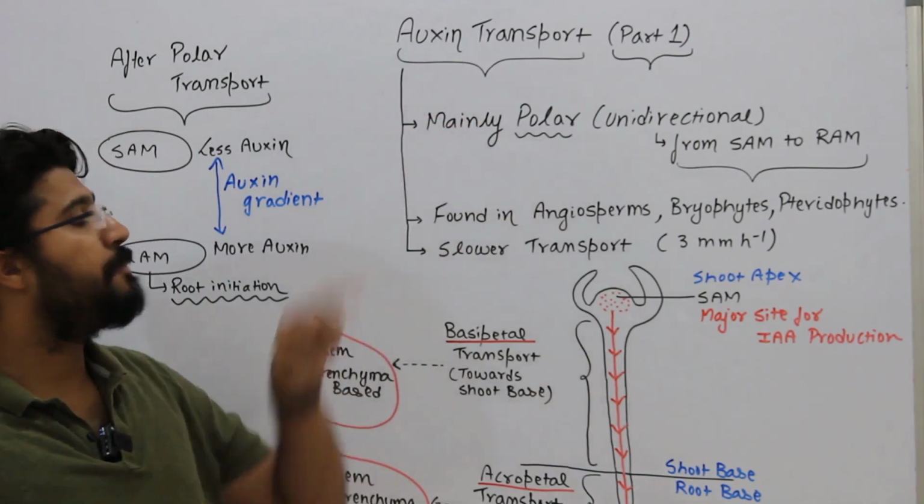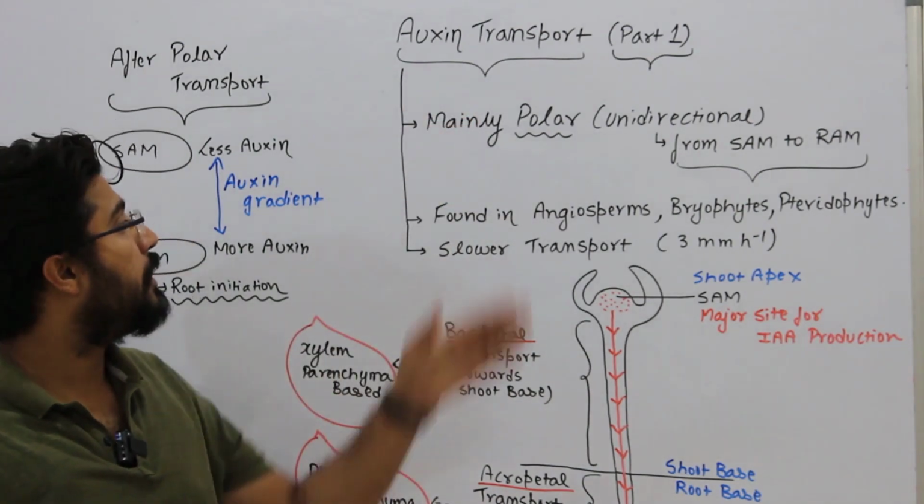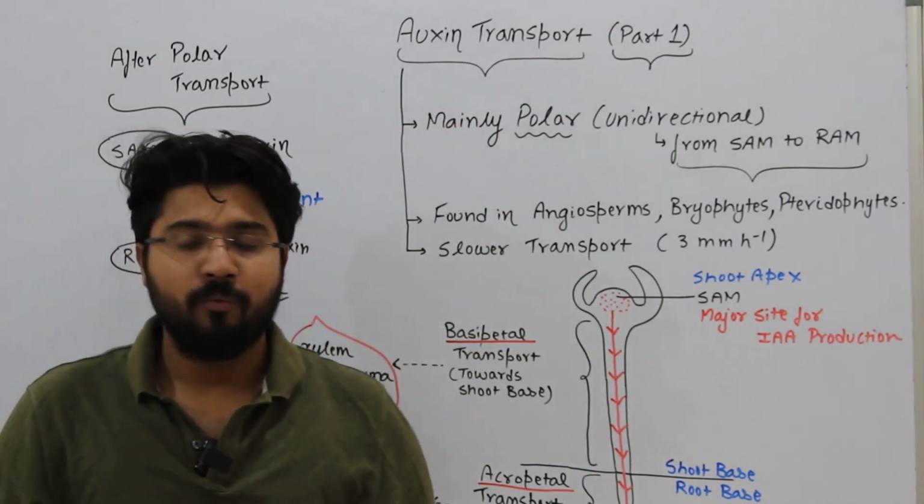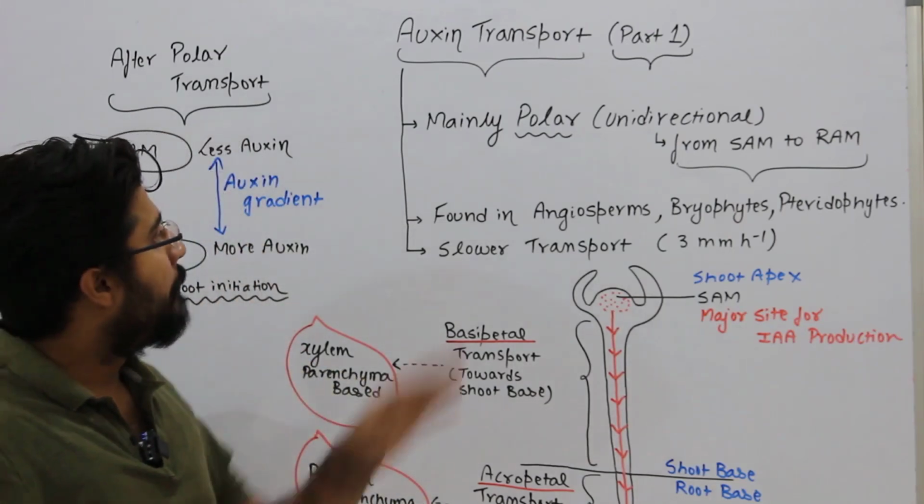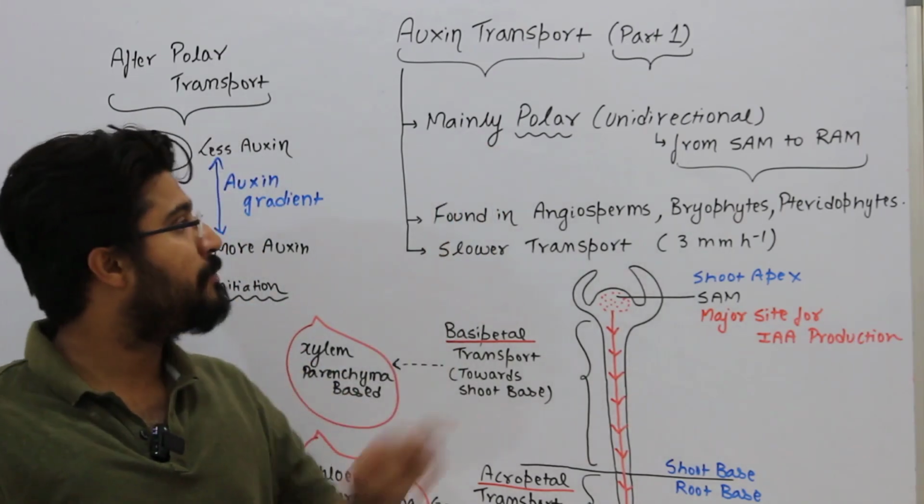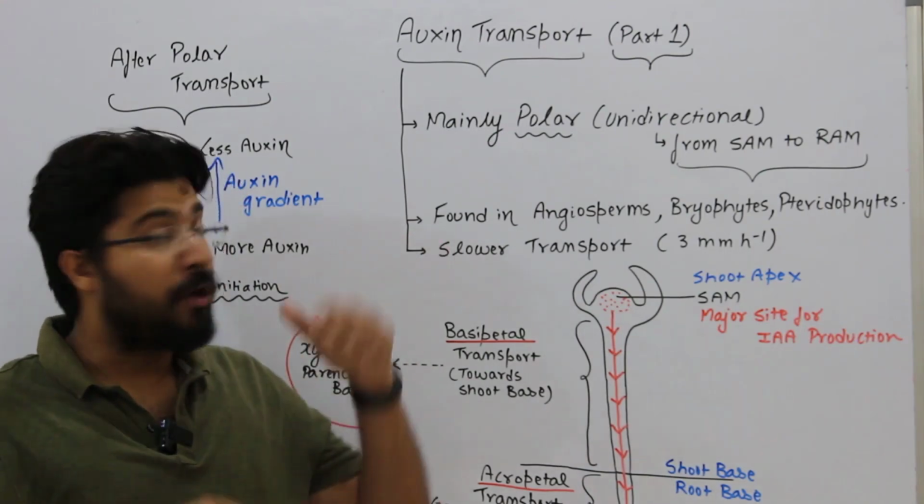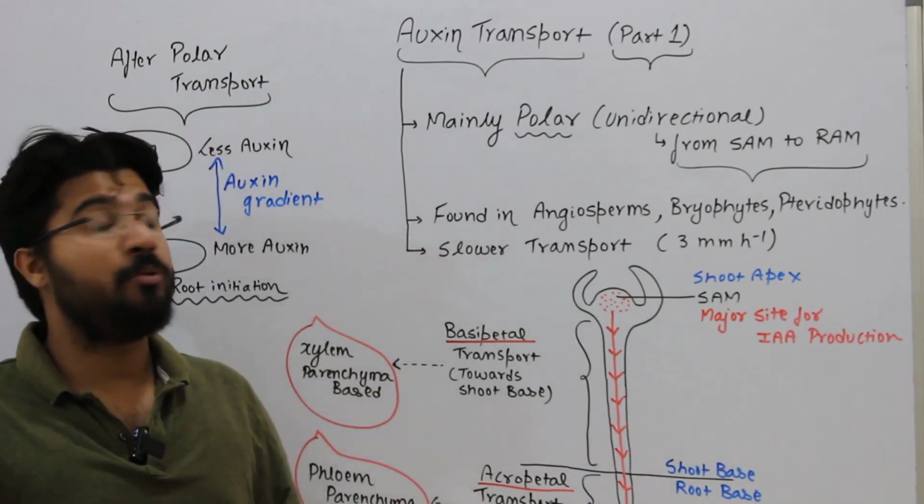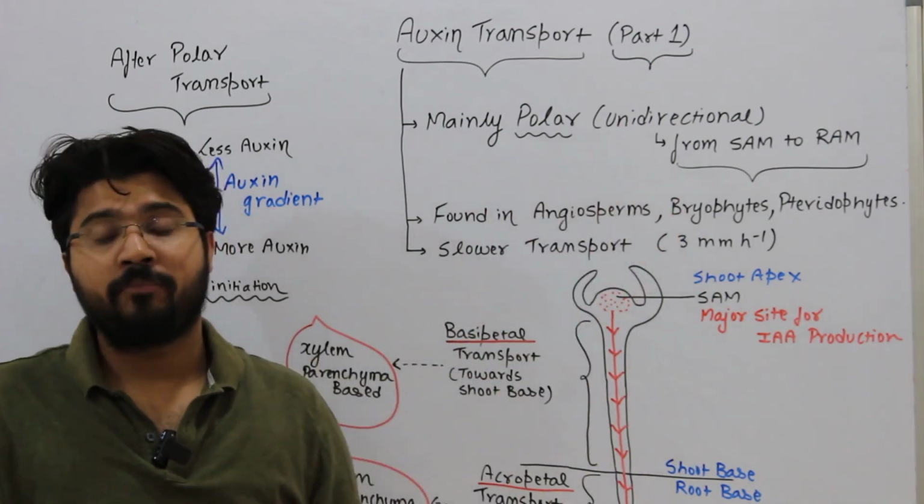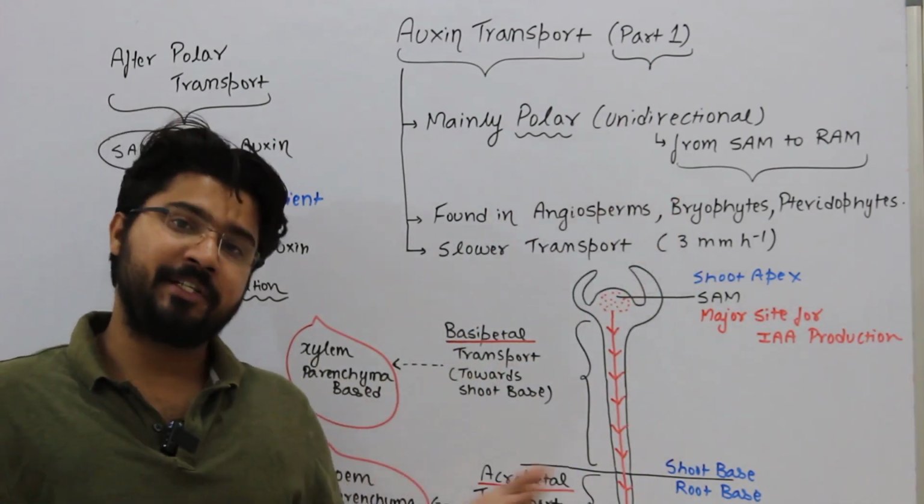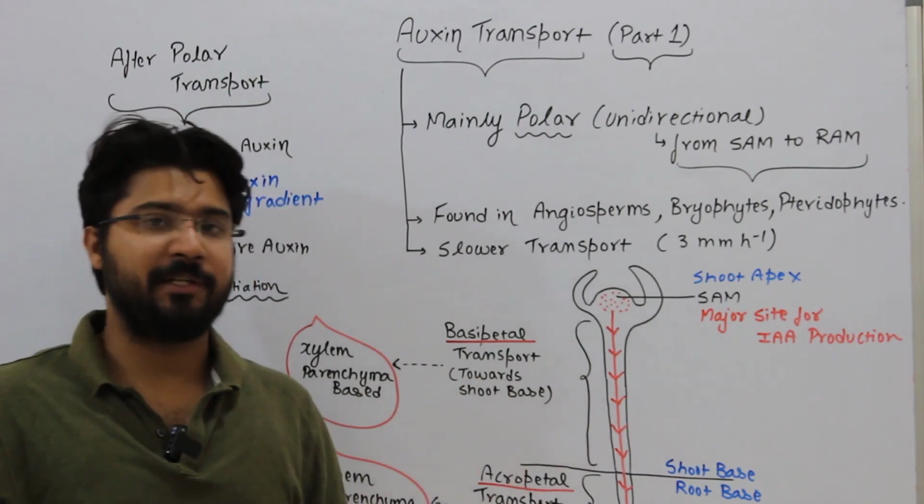Now, auxin transport or IAA transport is mainly polar in nature. What do we mean by the word polar? Polar in plant physiology terms indicates unidirectional. Unidirectional, what is the direction then? That should be clear to us. From SAM to RAM. SAM is shoot apical meristem, RAM is root apical meristem.